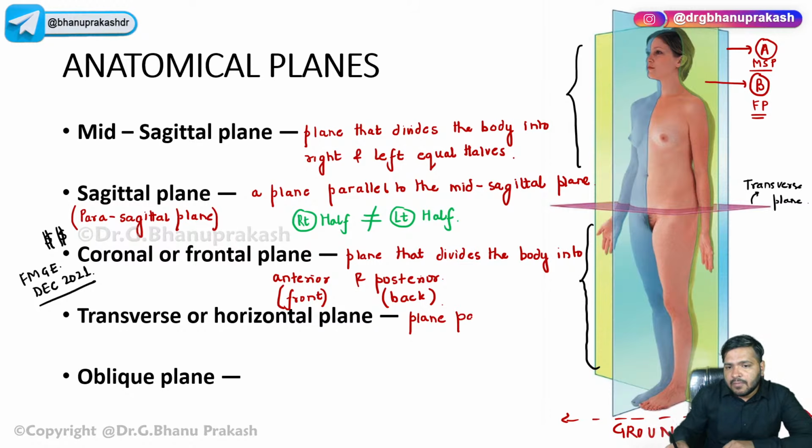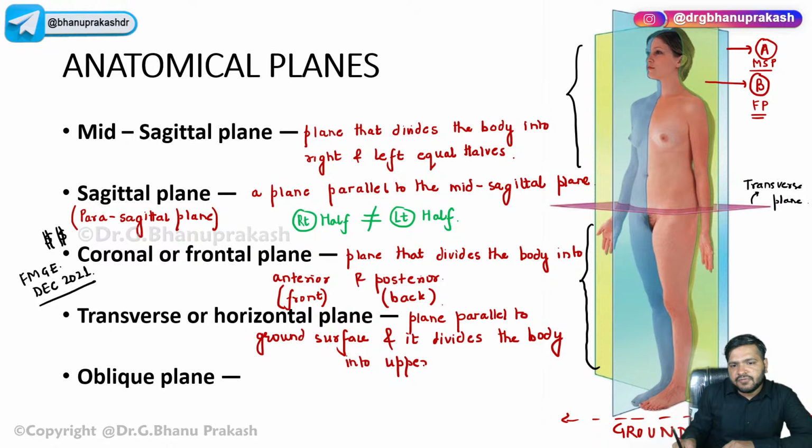A plane parallel to the ground surface, and it divides the body into upper part and lower part. You can just write parts, not half: it divides the body into upper part and lower part.